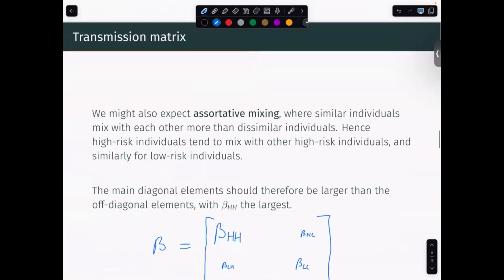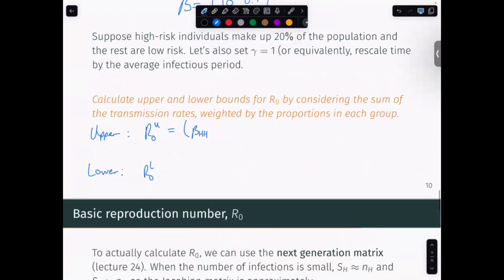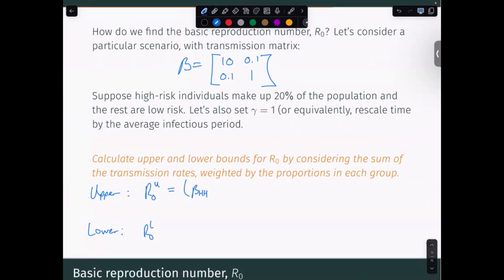What does that mean? Well, let's go back down to these sums here. So we take beta HH and we multiply it by the proportion of the population that is susceptible and high risk, which is going to be NH in the absence of disease. We're going to think about transmission from high-risk individuals to low-risk individuals and multiply that by the proportion of the population that's low risk. And then we divide this by gamma, our recovery rate.